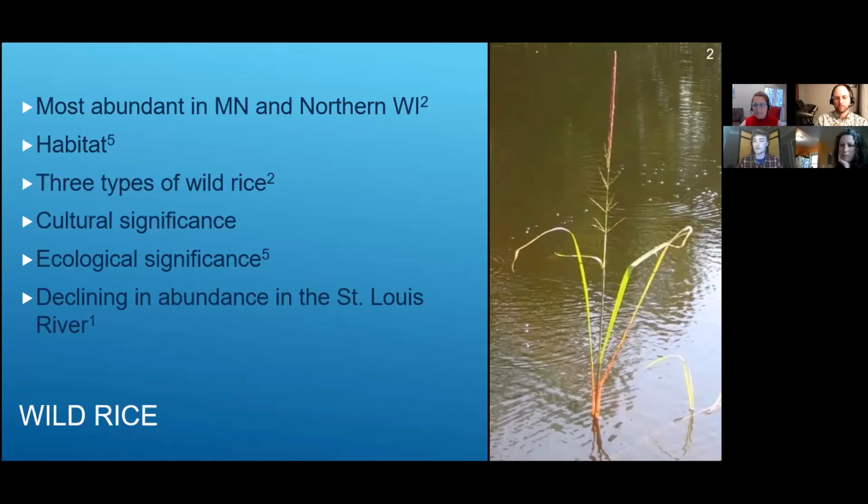One of those is rising water levels. Another reason is sulfide, but I don't think that's a problem in our river. I don't know if it is or not. Another issue, which is the focus of this study, is the problem of goose predation. Just geese eating up too much wild rice.